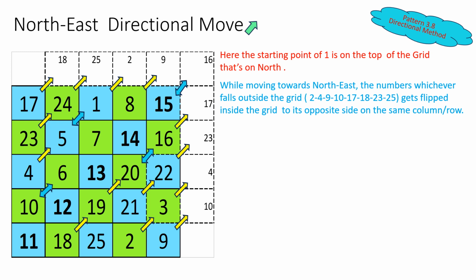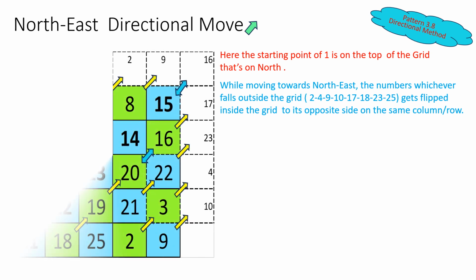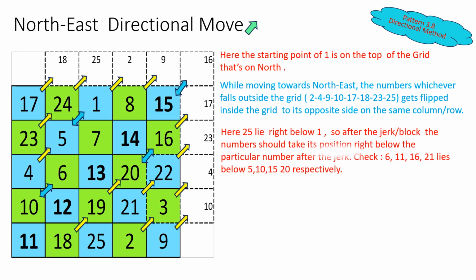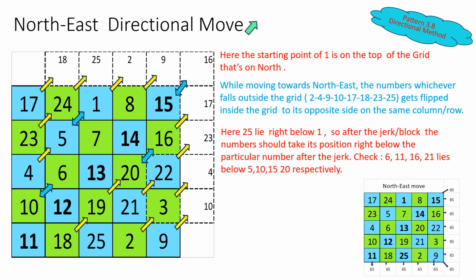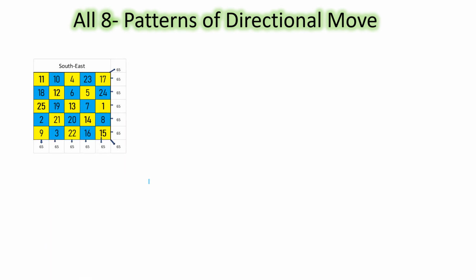So now check it. First, last and middle number are on the same line, and the diagonal 11 to 15 is one of its diagonals. Yes, now we can check their total. Yes, vertically, horizontally and diagonally you are getting 65 as its magic constant. Now let's have a small recap of all 8 patterns whatever you have learned in this.